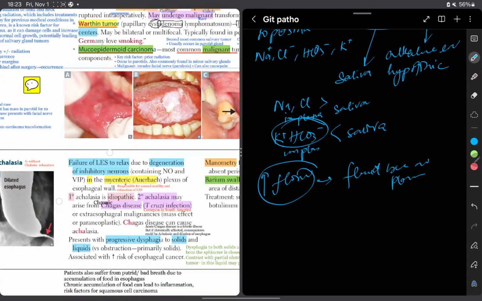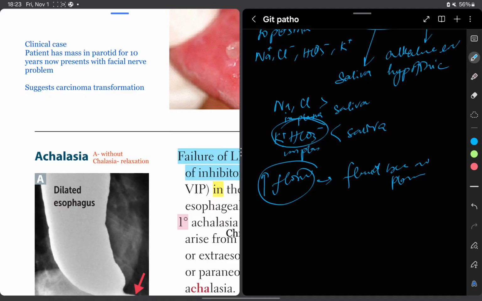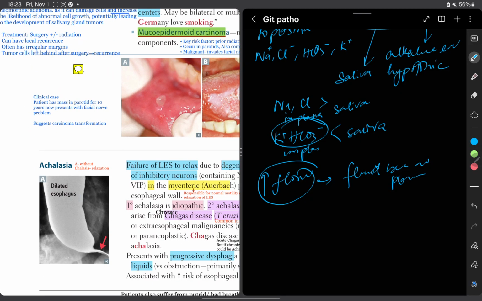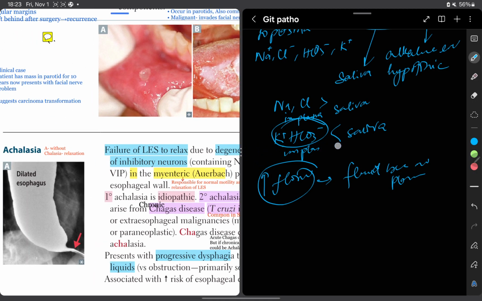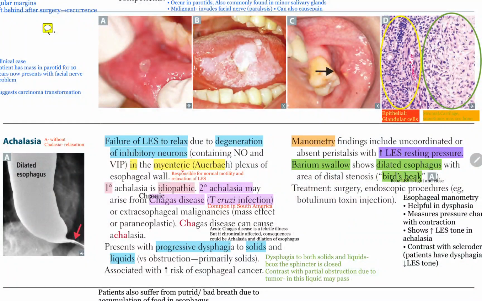Now coming to the next condition, which is achalasia. A means without, achalasia means relaxation. In this we are talking about achalasia of the esophagus. It doesn't mean that achalasia occurs only in the esophagus. It can occur in other body parts also, where there is a failure of relaxation. So in achalasia, there is failure of the lower esophageal sphincter to relax. The lower esophageal sphincter is not able to relax.